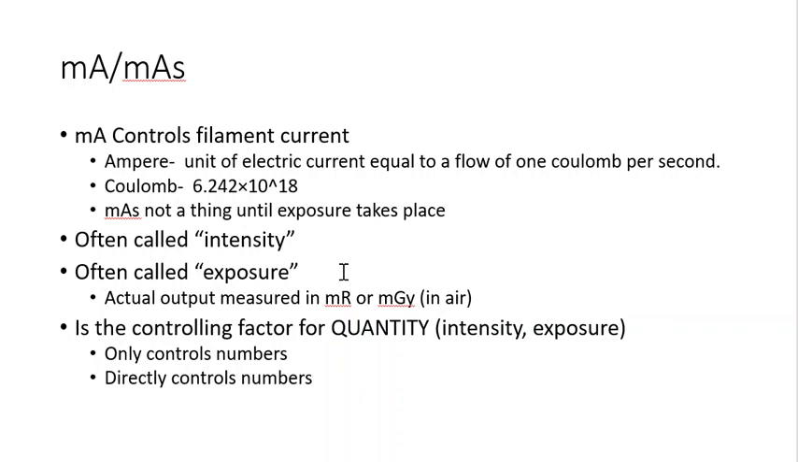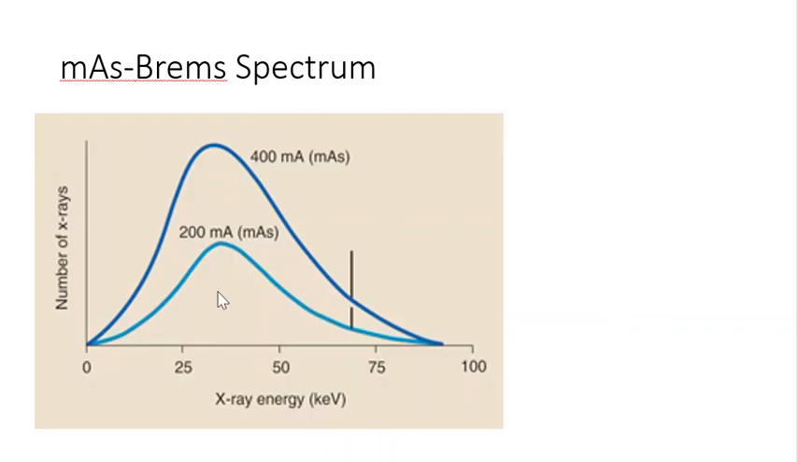If you double your mAs, you directly change the exposure to the image receptor at any kVp by a factor of 2. So you double your mAs, you double your image receptor exposure, you double your patient exposure. So it's an actual measure of the amount of exposure that you're going to give to the patient or to the image receptor. It's a controlling factor of quantity. It is your intensity, it's your exposure. The only thing that it controls is the numbers, and it directly controls those numbers. So what does it control in the brems spectrum? Just that height. That's it.